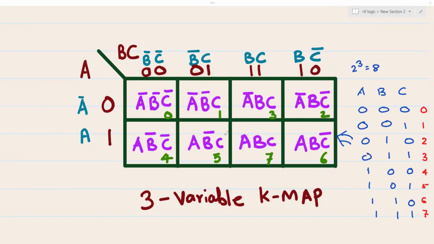For the final term, that is 7. Look at the truth table. 1, 1, 1. All variables A, B, C are normal form. That's why you can write here A, B, C. So from the truth table also, A has a value of 1, B has a value of 1, C has a value of 1. That is how you write here A, B, C. So this is how a graphical representation of three variable K-map looks.